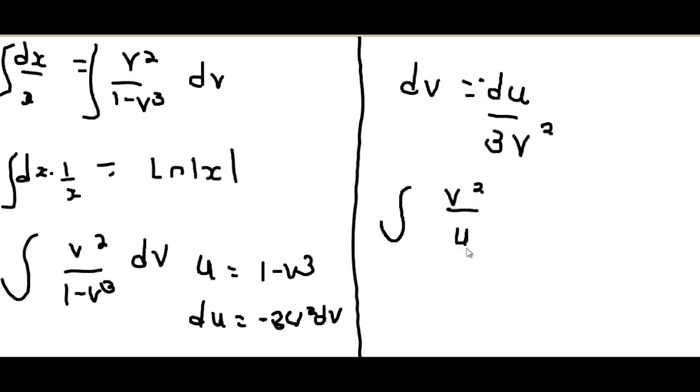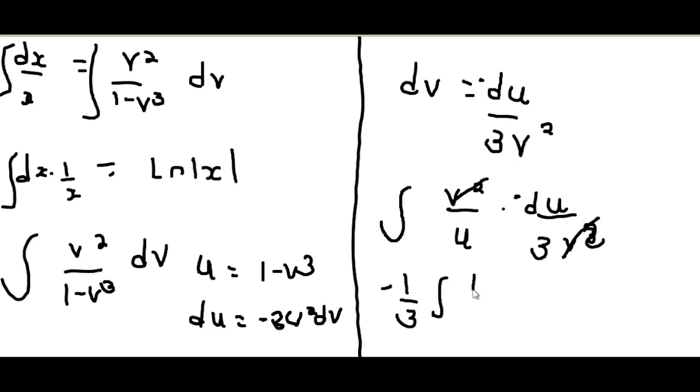So we're just going to continue integrating it. v squared over u, times du over negative 3v squared. This v squared cancels out with this v squared. We bring the negative 1 over 3 out here. We are left with the integral of 1 over u du. So it's going to be negative a third ln u, where u is 1 minus v cubed, plus c.